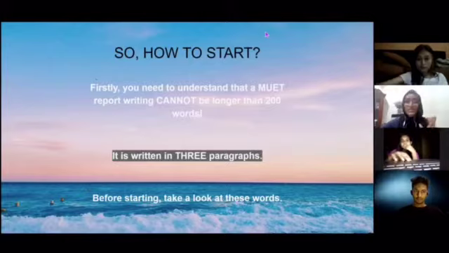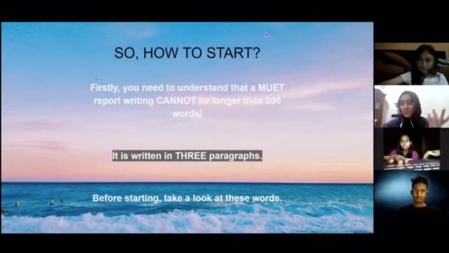Firstly, you need to understand that a MUET report cannot be longer than 200 words. I know that it's tempting for us to write long paragraphs and long essays sometimes, but for report writing, you gotta keep it short. The entire point of report writing is to summarize something you see. The MUET report is written in 3 paragraphs.